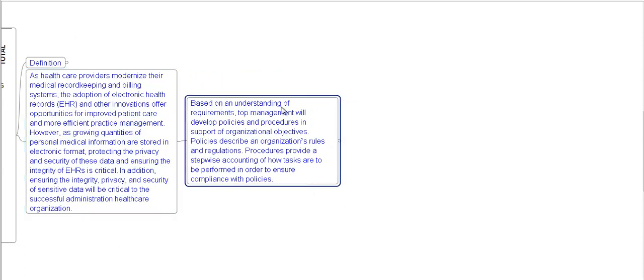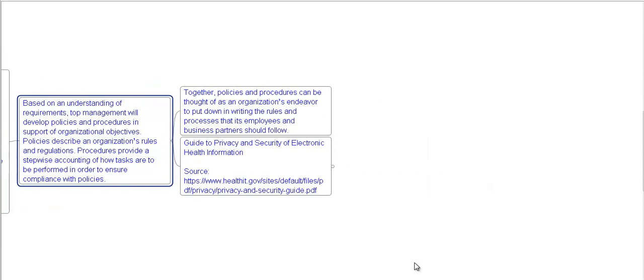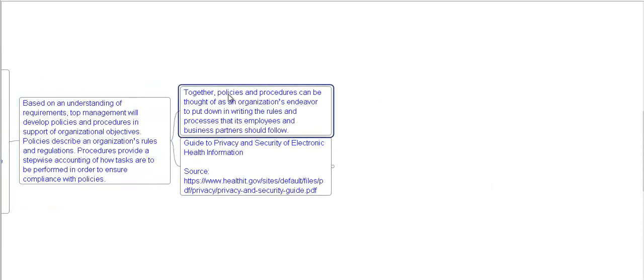Based on understanding of requirements, top management will develop policies and procedures in support of organizational objectives. Policies describe an organization's role and regulation. Procedures provide a stepwise accounting of how tasks are to be performed in order to ensure compliance with policies. Together, policies and procedures can be thought of as an organization's endeavor to put down in writing the rules and processes that its employees and business partners should follow.